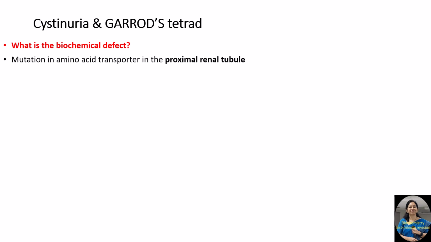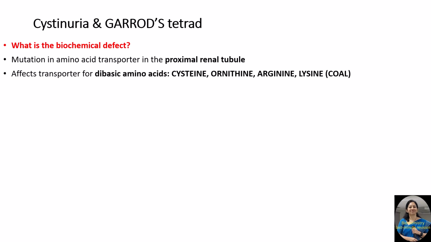Coming to other clinical significance, cystinuria and Garrod's tetrad. Now, what's the biochemical defect here? There is mutation in the amino acid transport protein involving the proximal convoluted tubules of the kidney. So this affects the transportation of dibasic amino acids, cysteine, ornithine, arginine, lysine, and the mnemonic to remember these four is COAL. C stands for cysteine, O stands for ornithine, A stands for arginine, and L stands for lysine. All these will be excreted in urine, and these are the components of Garrod's tetrad. Garrod was the scientist who identified the disorder where there is excretion of cysteine, ornithine, arginine, and lysine.